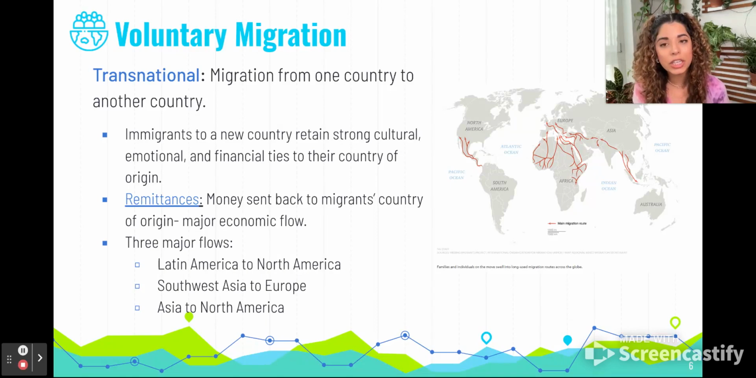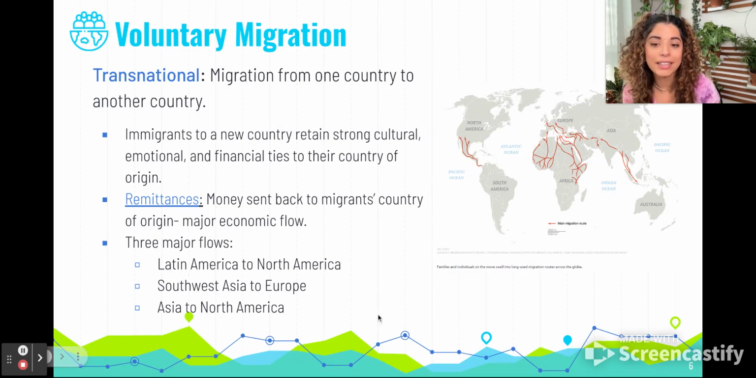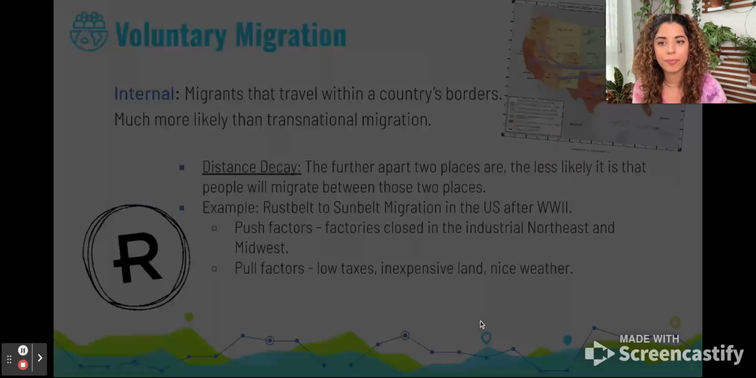So three major flows of migration. We see Latin America to North America. We also see Southwest Asia into Europe, and then also like North Africa, right? And then Asia to North America, which isn't really exactly labeled on here, but that's another major flow.